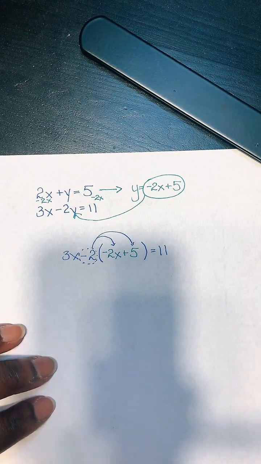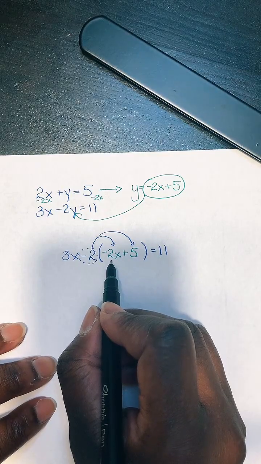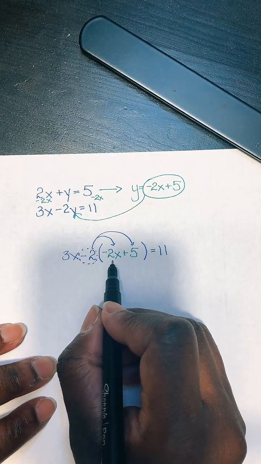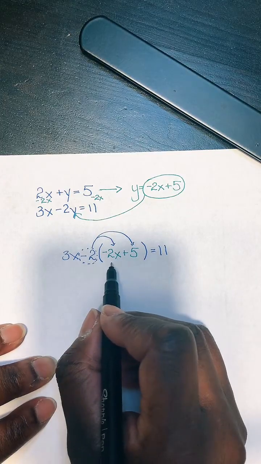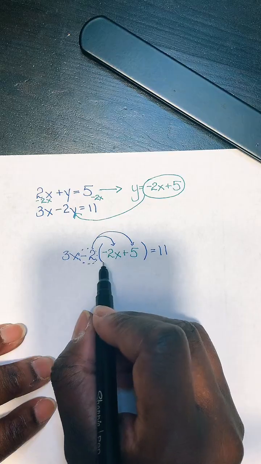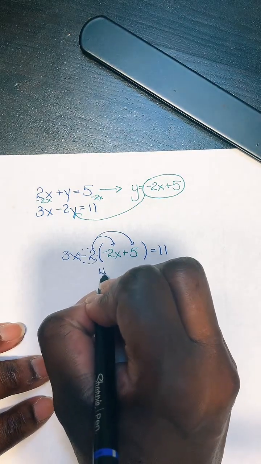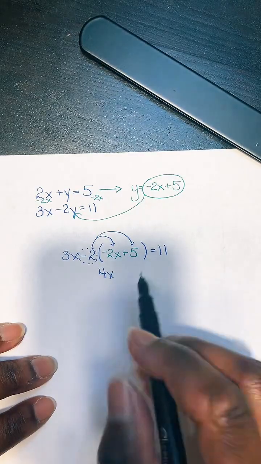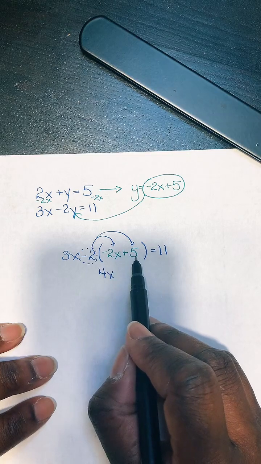Thank you. What's a negative 2 times a negative 2x? What do I get when I combine those two? Okay, not adding, multiplying. So negative 2 times negative 2, that gives me a positive 4x. Good. How about negative 2 times a positive 5?